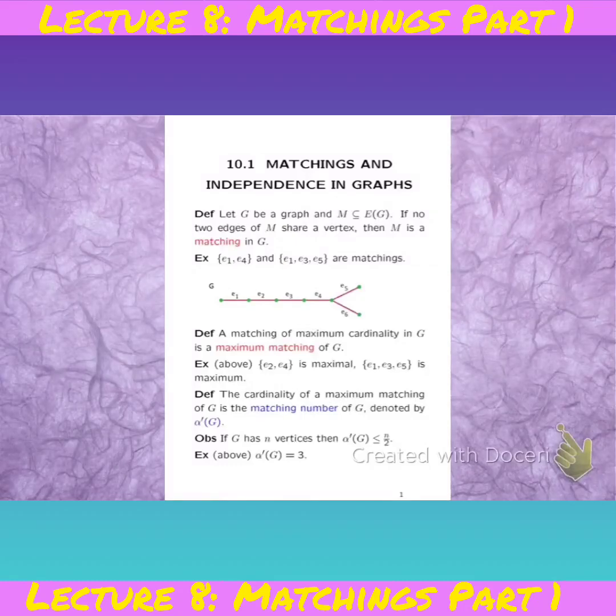All right, so section 10.1 deals with matchings and independence in graphs. Now, we've already looked at the concept of independence as it relates to vertices. We say a set of vertices is independent if and only if there exist no edges between the vertices in the set. We can also extend the concept of independence to edges. We say that two edges are independent if they are not both incident with a particular vertex.